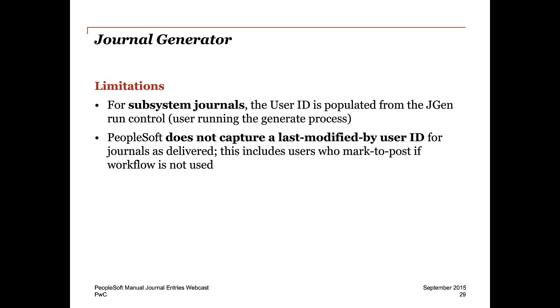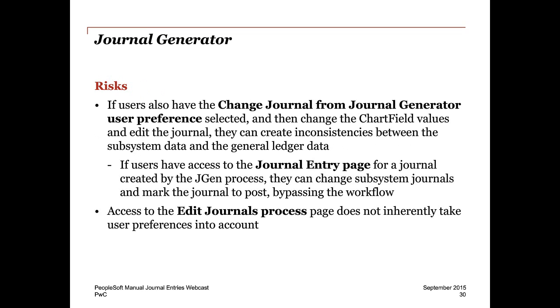So when we think about where the specific risk areas are that open us up to this type of manipulation for journal generator entries, the first one noted here is really the change journal from journal generator user preference, which Jake referred to earlier in the presentation. So having that user preference combined with access to your standard journal entry page, a user actually has the ability to modify the accounts and values for an entry that was generated from the journal generator process but has not yet posted. Posted entries within PeopleSoft cannot be modified, but valid entries that have not yet posted open themselves up to some potential modification.